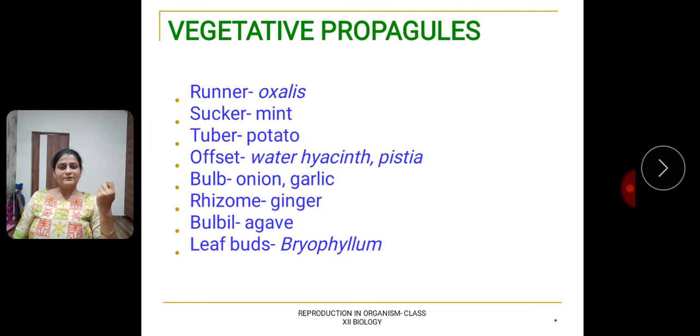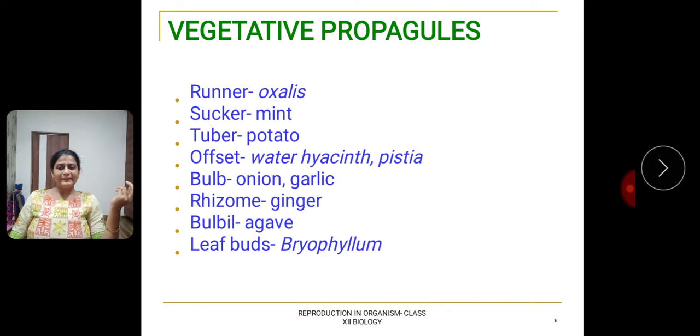And this ability is fully exploited by farmers for their commercial benefits. Then the next one is the bulbil. These are fleshy buds which are produced in the axil of the foliage leaves in place of the axillary buds, and they grow to form a new plant when they shed or fall off on the ground. For example, agave, oxalis, Allium sativum, lily, etc.